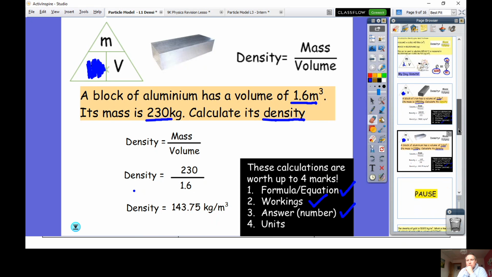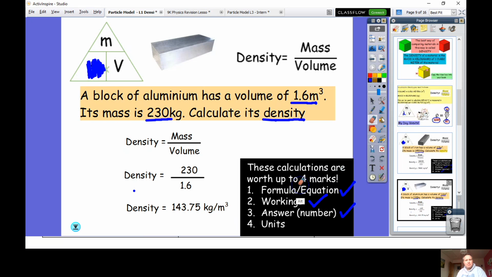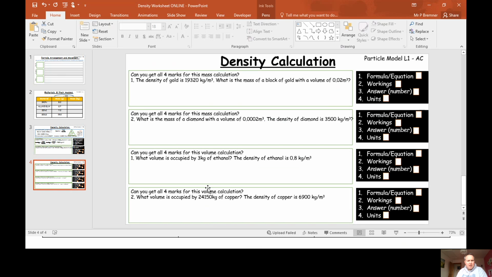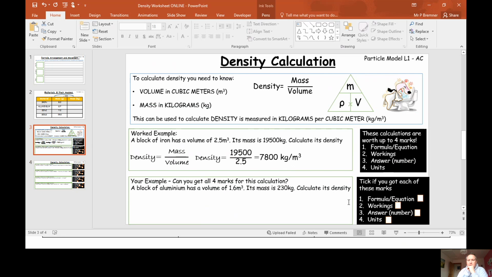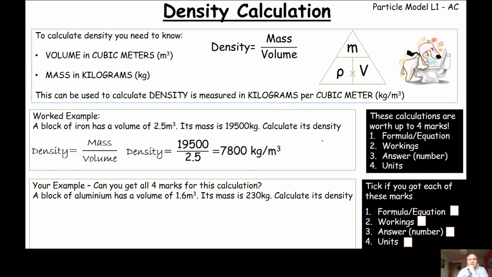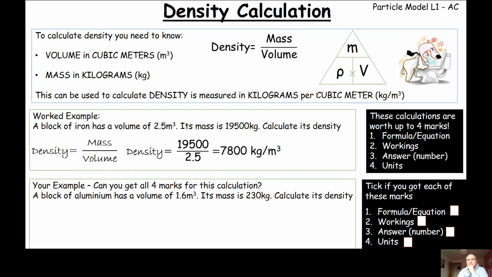Now it's your turn to try the calculations on the last piece of the worksheet. You can see that there are 1, 2, 3, 4 more of them for you to try using the formula triangle. But let's look at one more thing we need to remember. When the calculation asks us to work out a density, we cover up the density and we see density is mass over volume. But what if the question asks us to work out a mass?